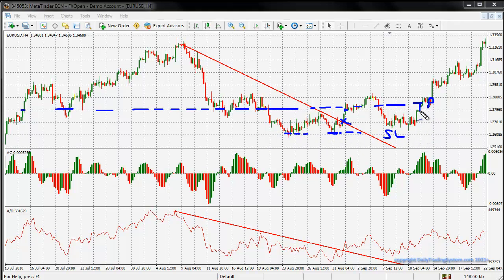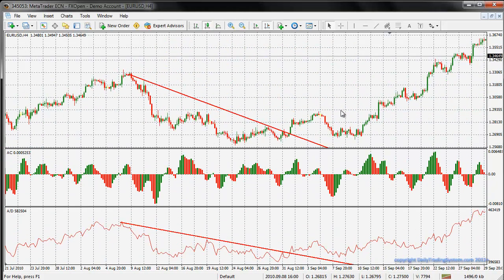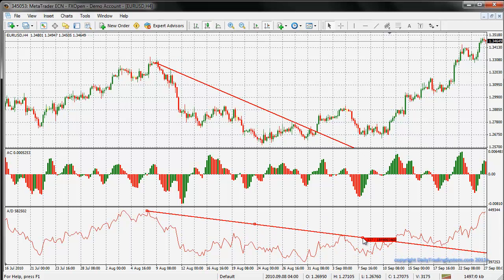Okay, let's see if we can find some more signals. As the market's going along, it's adjusting itself, so what you can do is go ahead and readjust this line.